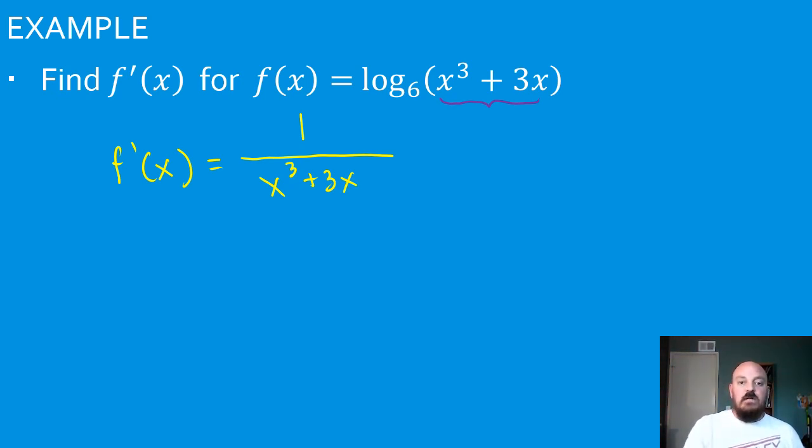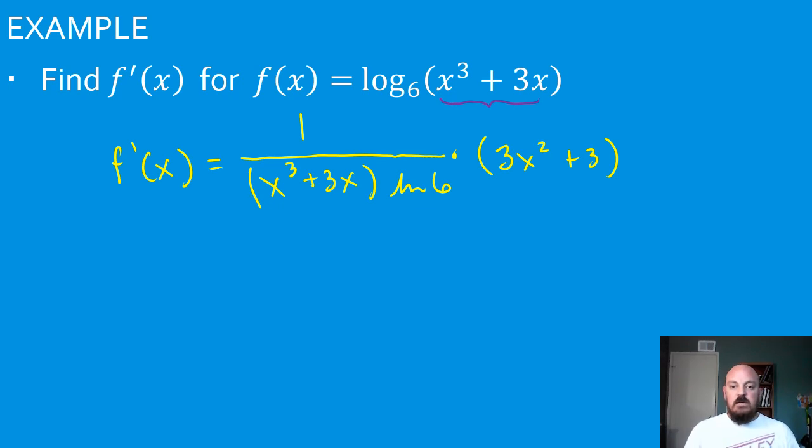Then I do the chain rule. I'm going to multiply that by the derivative of x cubed plus 3x. Now the derivative of x cubed, power rule, would be 3x squared. The derivative of 3x would be 3. Now we have one extra step here. This is the only difference between natural log and log base 6 or any other. In the denominator here, with that x cubed plus 3x, I just need to sneak in a natural log of 6. And that's it. That one extra constant term is the only difference between a natural log derivative and any other log derivative.